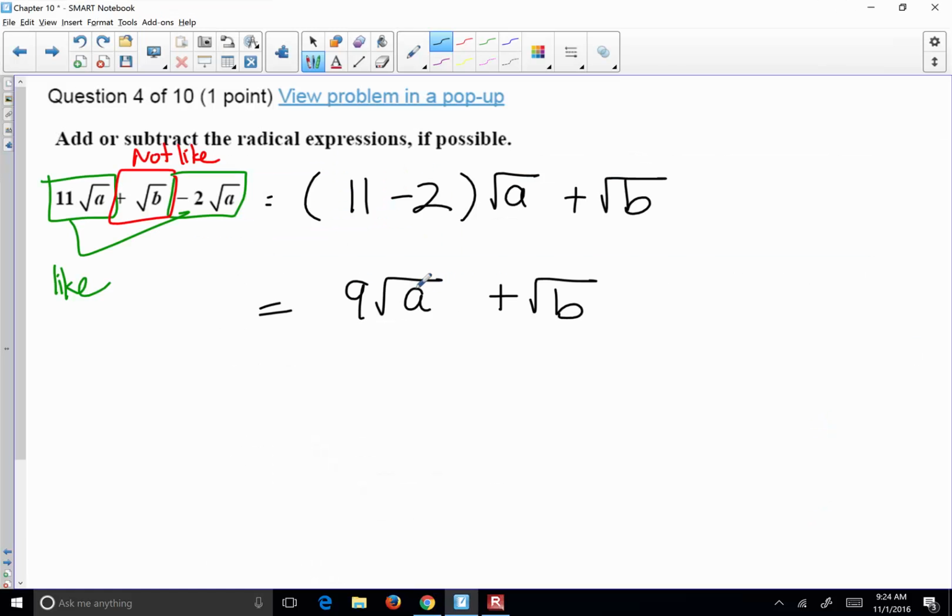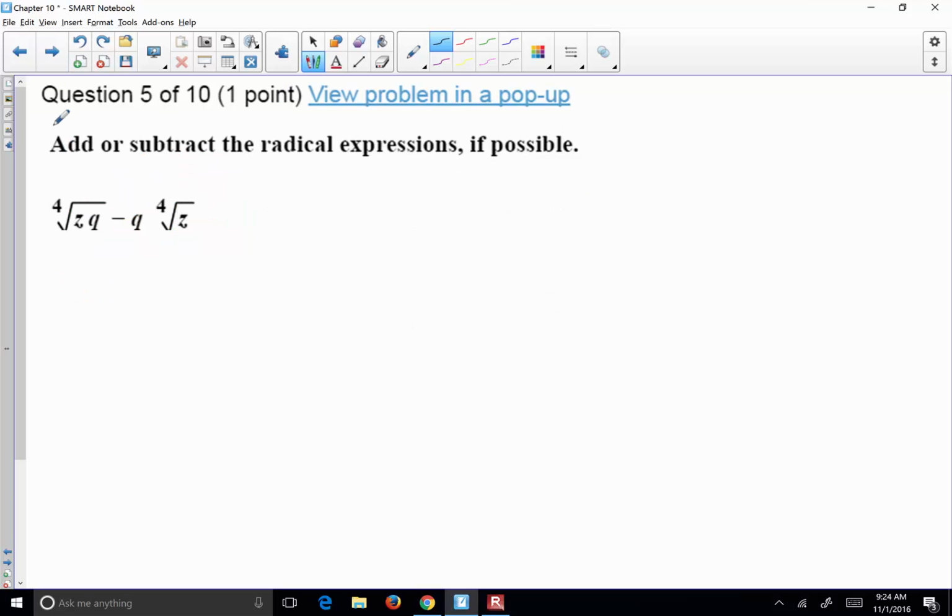Okay? Are we good? Next. Wow. 2 different variables this time. And both variables are inside. And some of them are outside. Wow. Okay.